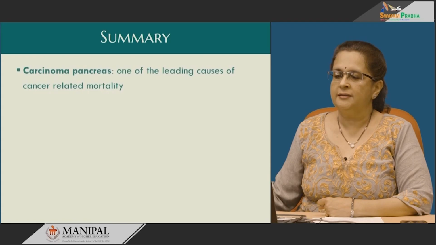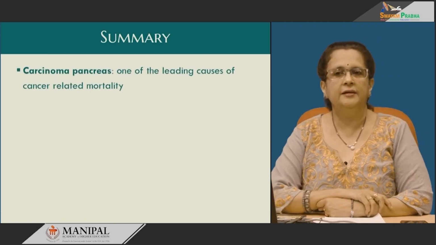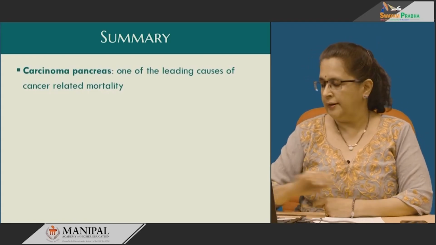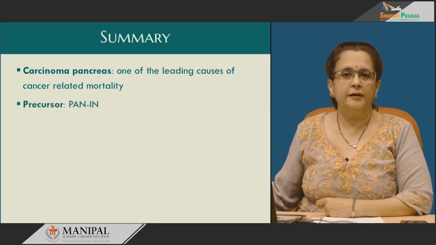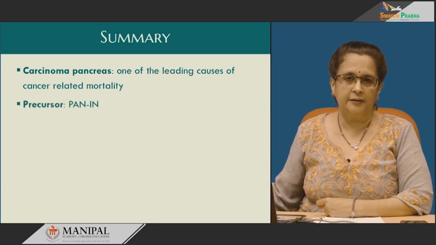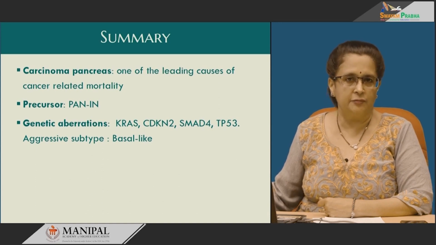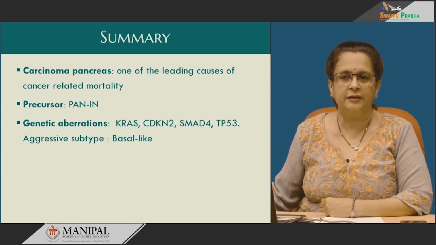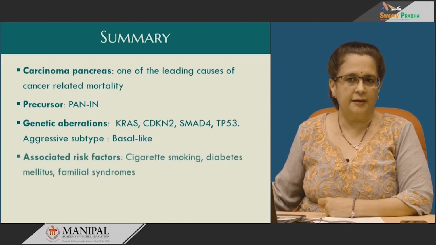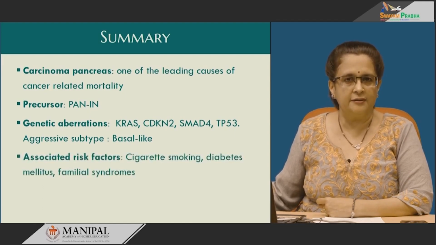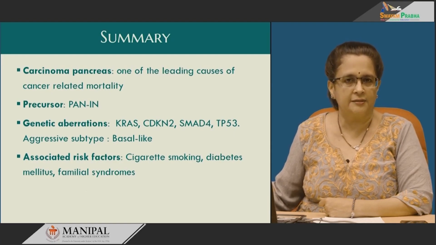So, to summarize, carcinoma pancreas is one of the leading causes of cancer related mortality. The precursor is pancreatic intraepithelial neoplasia or PanIN. Genetic aberrations include KRAS, which is the most important, accounting for 90% of the cases, CDKN2A, SMAD4, which is most specific for pancreatic cancer, TP53. Aggressive subtype is the basal-like. Associated risk factors include cigarette smoking, obesity, diabetes mellitus and familial syndromes.